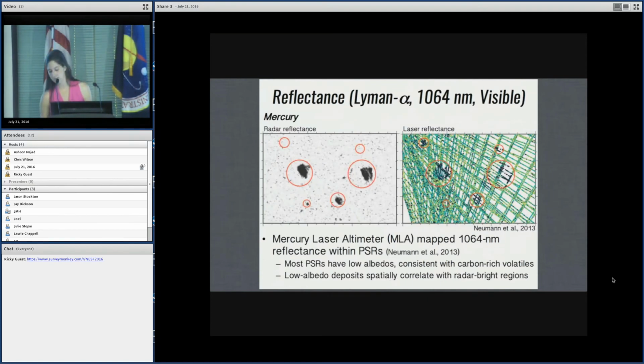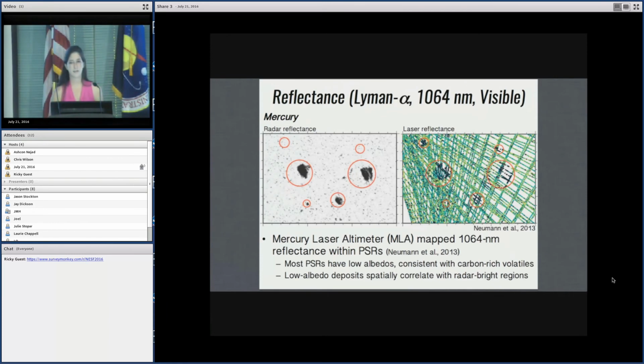And then finally, we have reflectance measurements for the surfaces of both bodies. So again, starting with Mercury, the Mercury laser altimeter mapped the surface of the planet at 1064 nanometers wavelength. On the left of this figure is the Earth-based radar data, and the regions that have an enhanced radar signature are highlighted in black. These red circles are delineating the rims of different craters. And what you can see on the right of the image is that the laser reflectance also has low albedo that correlates with the Earth-based radar signature.